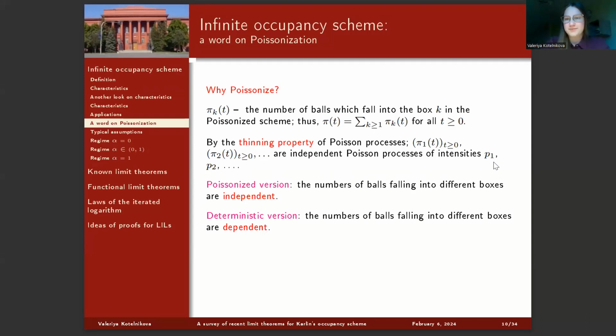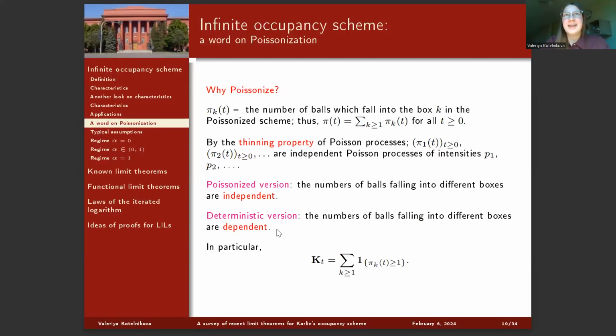So what do we have? In the Poissonized version, the numbers of balls which fall into different boxes, which we denoted by pi_k(t), are independent due to the thinning property. However, in the deterministic version, they are dependent. And it gives us some exemption from calculating, for example, covariances when we want to calculate the variance of the number of occupied boxes.